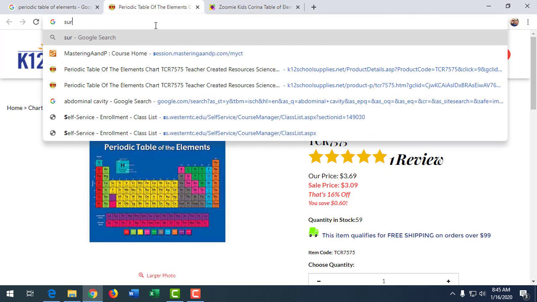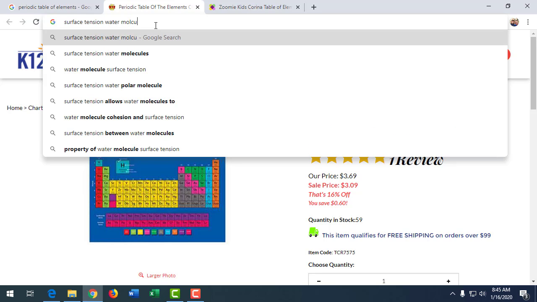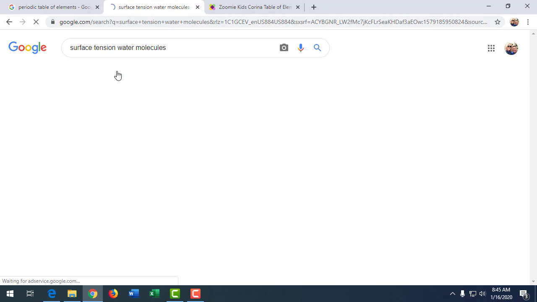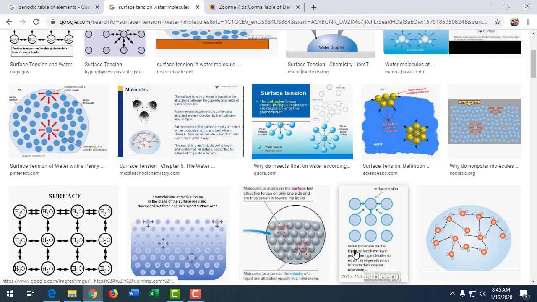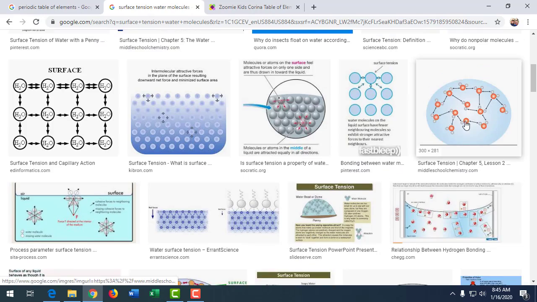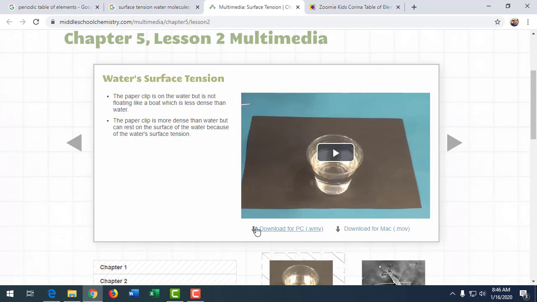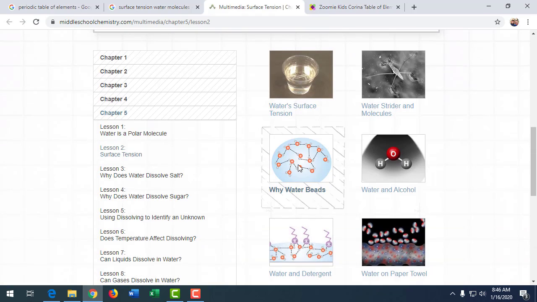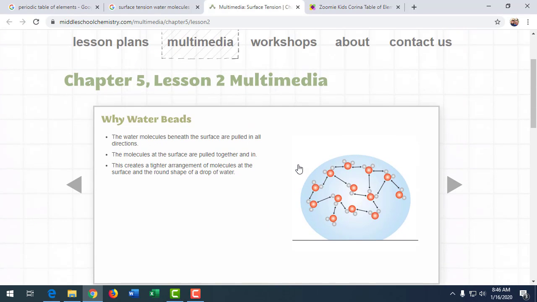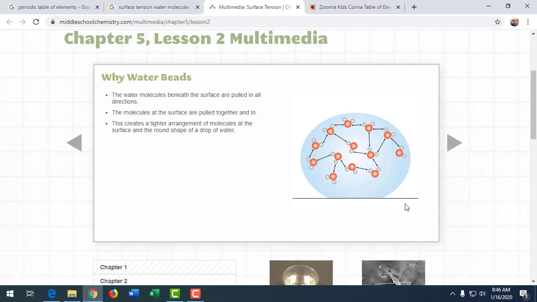Let's look. Here we go. Positive and negative are attracted to each other. Let's look at this one. So this is a water molecule. Here's the oxygen. Here's the two hydrogens. Notice that the hydrogen of a nearby water molecule is attracted to the oxygen of another molecule.